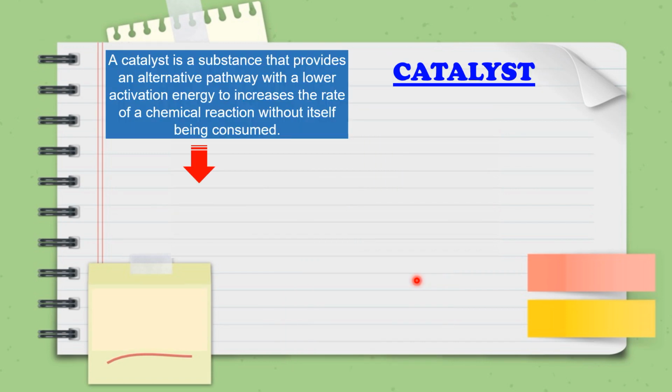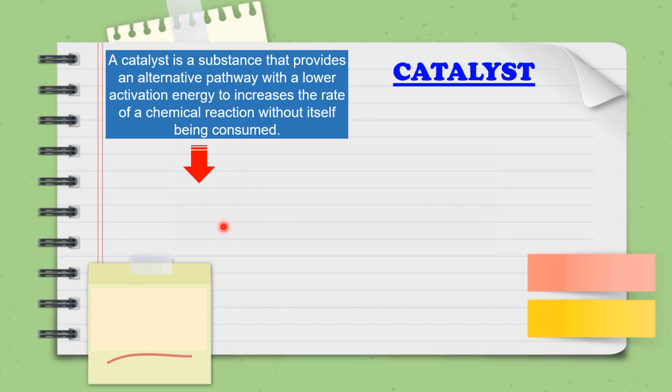Alright, in terms of catalyst. First of all, we have to define what is meant by a catalyst. A catalyst is a substance that provides an alternative pathway with a lower activation energy to increase the rate of chemical reaction without itself being consumed. This is the definition. You have to remember it, you have to memorise it.